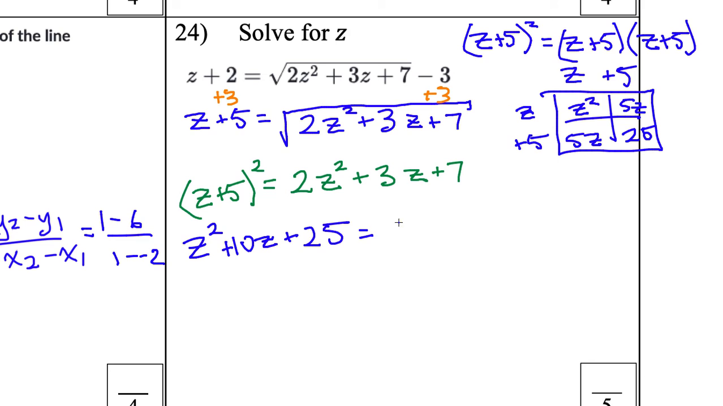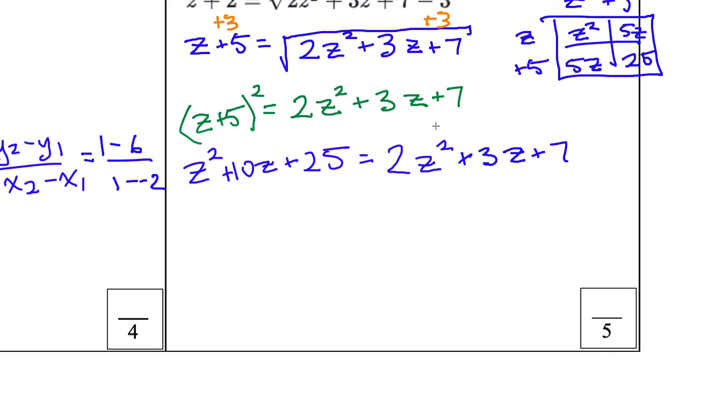And the right-hand side is still the same. It's still 2z squared plus 3z plus 7. From there, I need to get all of the squares and stuff on the same side. I'm going to choose the right side because if I subtract z squared, I'm going to be left with a positive leading coefficient. If your leading coefficient is not positive, then your factoring will have a high chance of failing unless you really know what you're doing. So that's why I'm going to move to the right side.